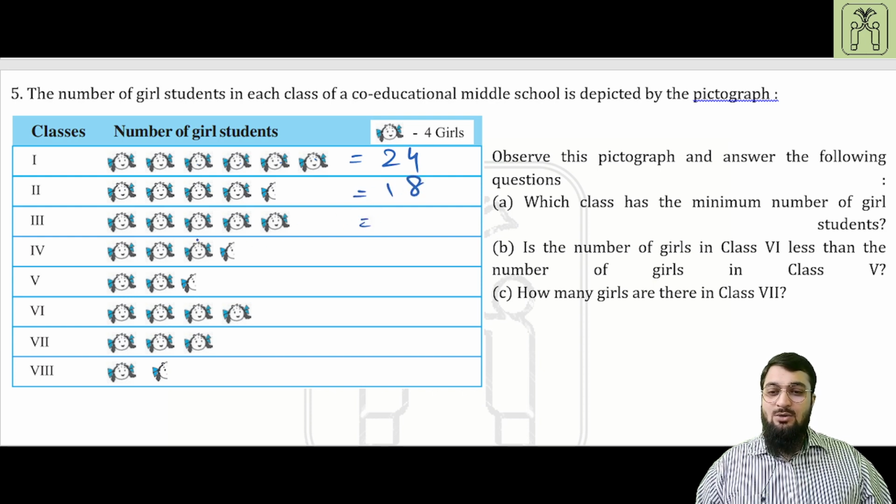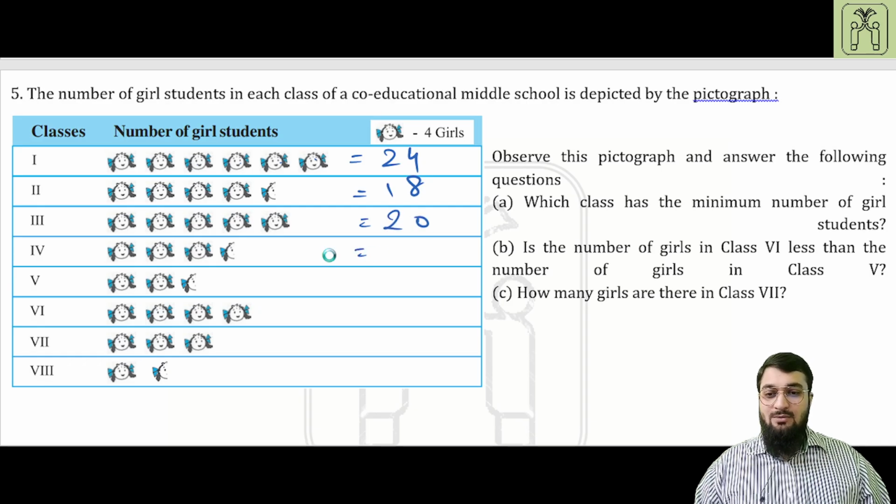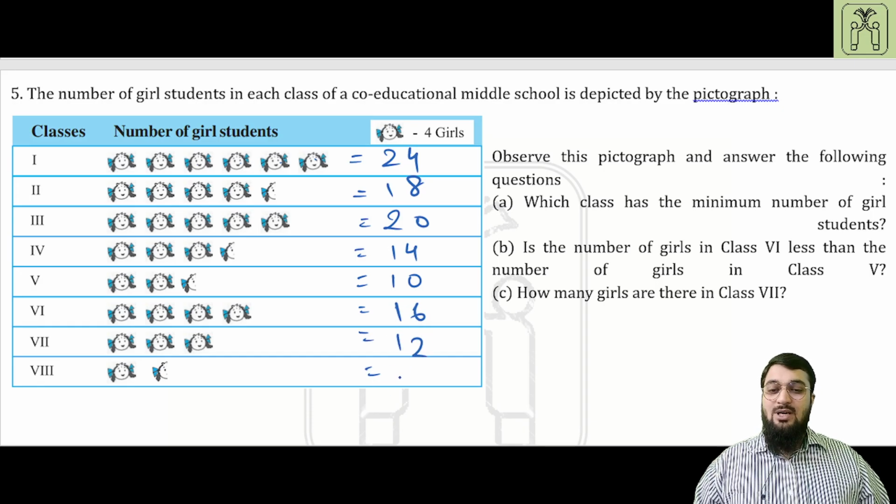After that 1, 2, 3, 4 and again full, that 5 fours are 20. Then it will be 3 and a half. So 3 fours are 12 plus 2, 14 and 2 and a half. So that will be 4 twos are 8 and plus 2 that is 10. Then it will be 3 and 4 that is 4 fours are 16 and then it will be 3 fours are 12 and then it will be 1 and a half that is 4 and 2, 6.